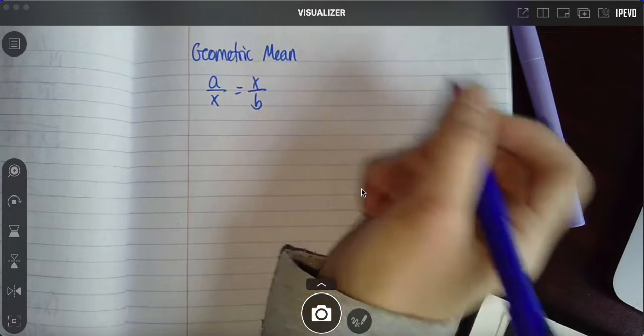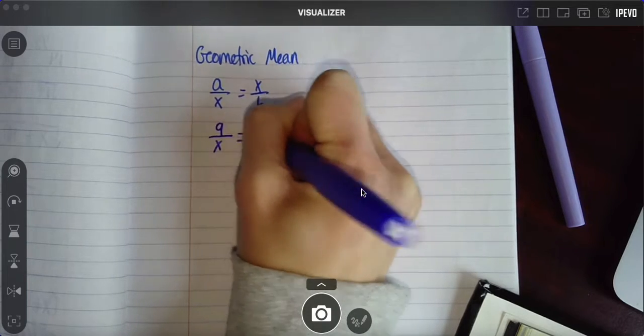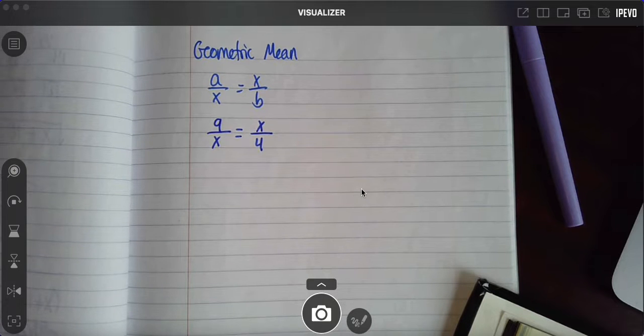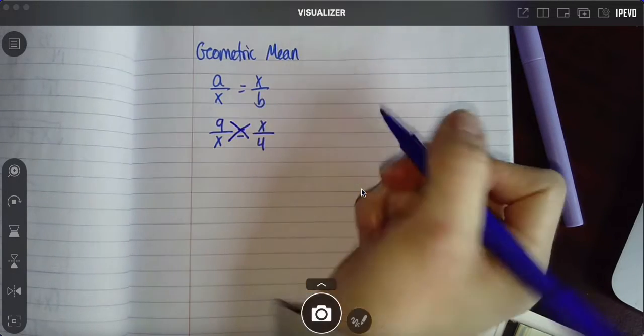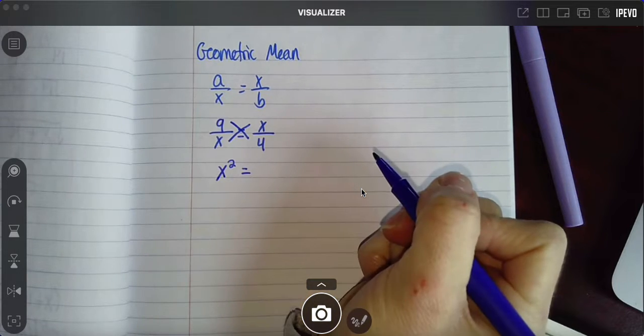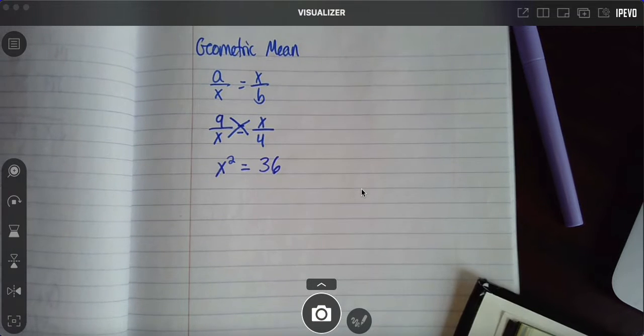So they give you 9 and 4. The way you would set this up is like that, right? I plugged in my A and my B, the two numbers that I know. And what you do is cross multiply. Really you can skip that step of setting it up like that, because every time you cross multiply, you get x squared, and what's 9 times 4? 36. So this is when you have to take the square root.